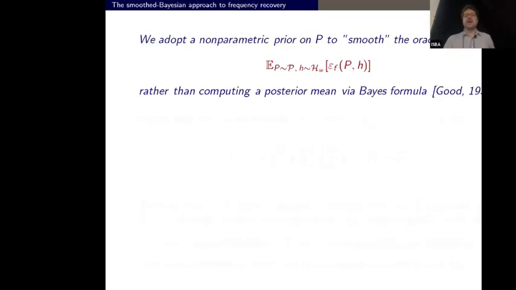It's very simple. Instead of using the prior to compute the posterior through the Bayes formula, we use the prior to smooth this oracle. So we take an expectation with respect to the oracle, and in this way, we include information on the P. That's something that has been done by Good in this paper. I know this paper, that's why I'm referring to it. I think there could be other works that consider the same approach.